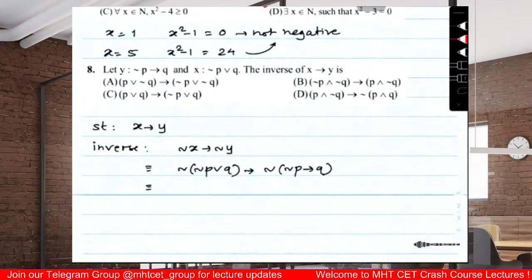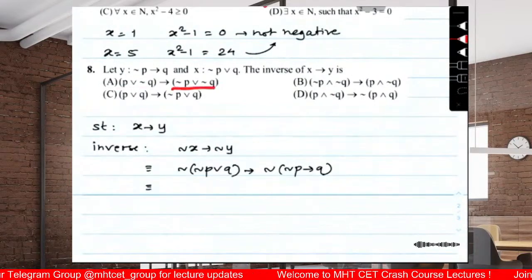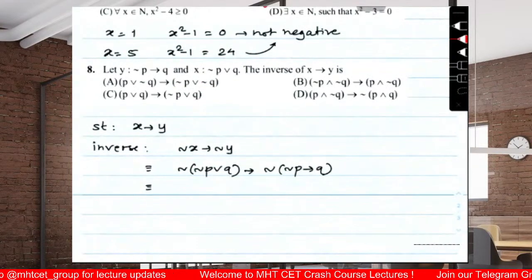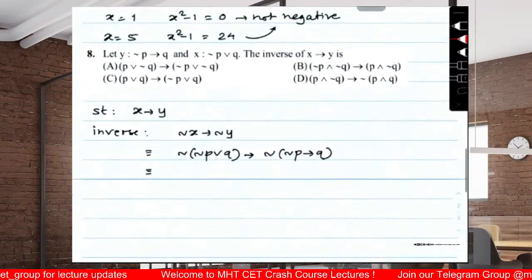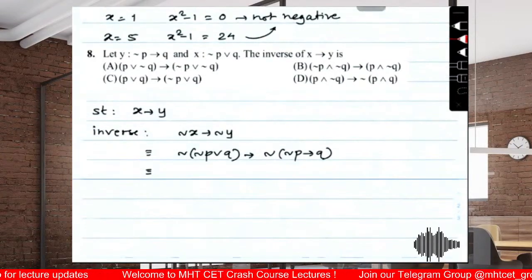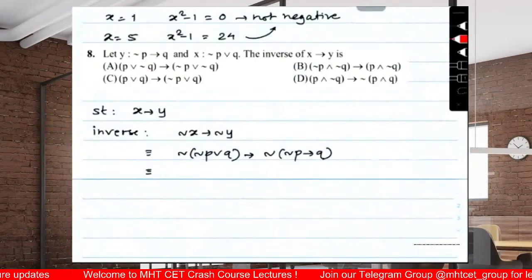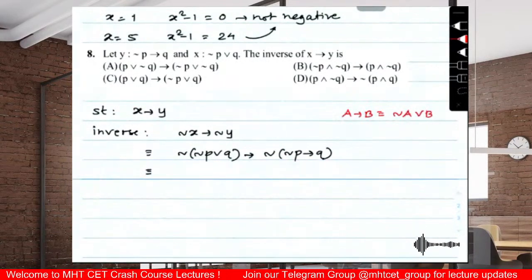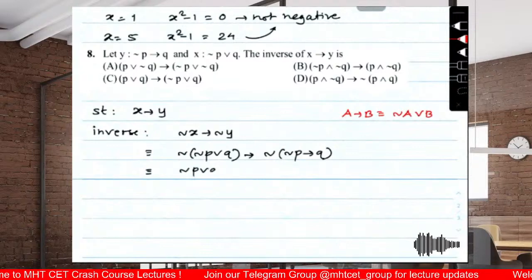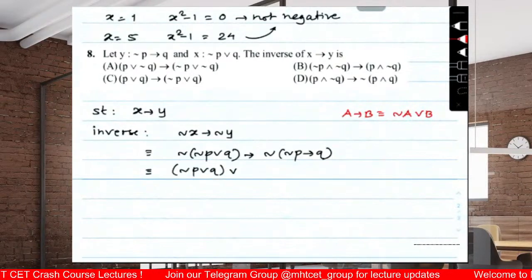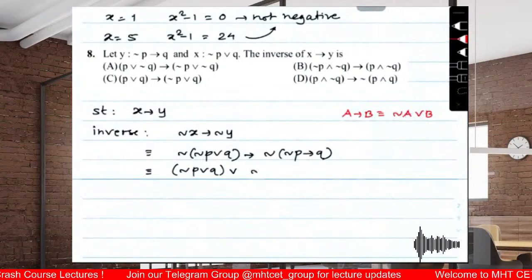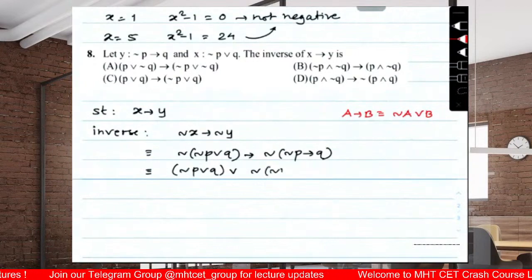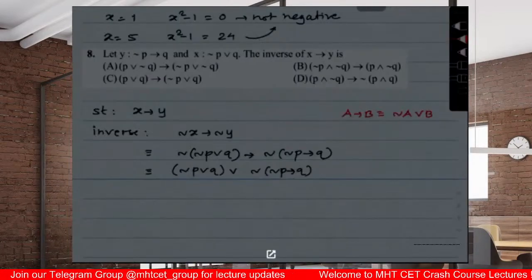ऑप्शंस में भी पहले तो क्या क्या है, p और not q, not p और not q. तो पहले p implies q is not p or q, right? ये यूज करो पहले. a implies b is not a or b. तो ये अगर यहाँ पर यूज करते हो, it will be not p or q or negation of p implies q. Correct?